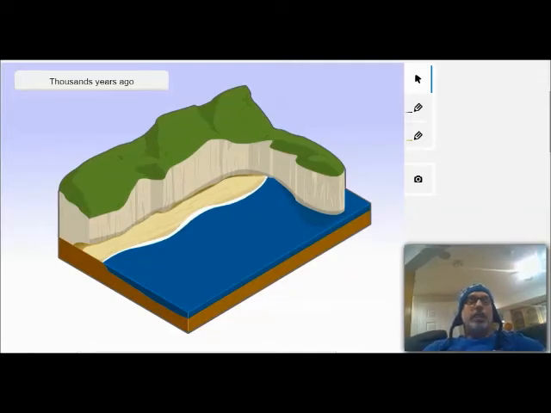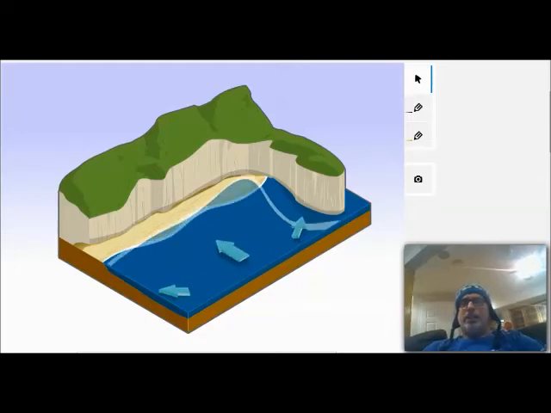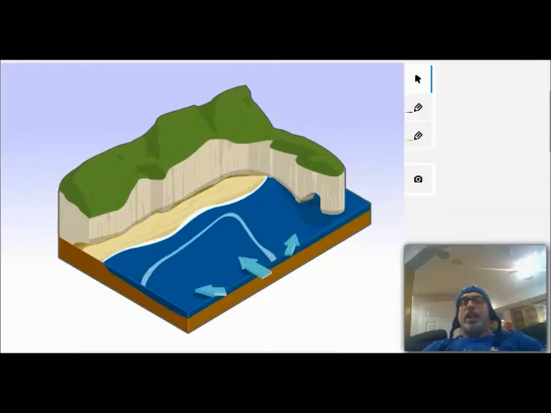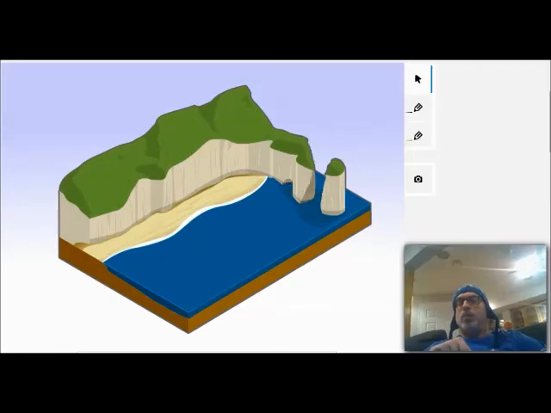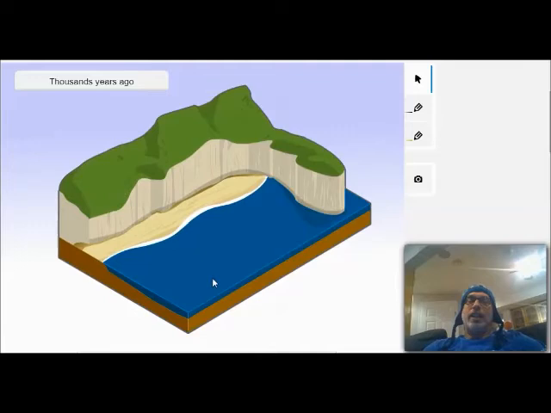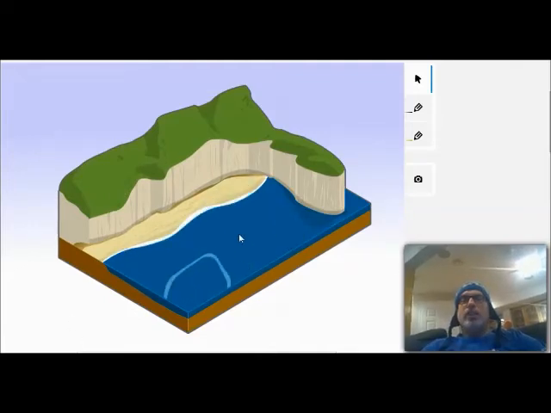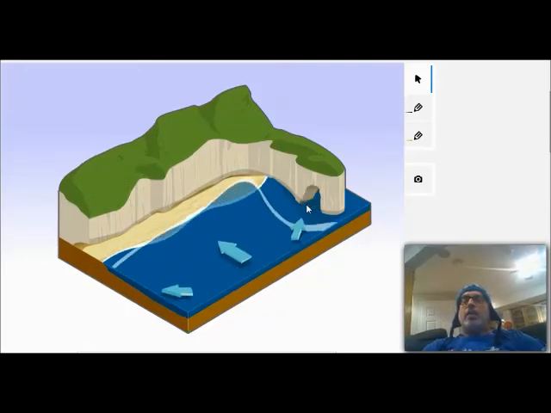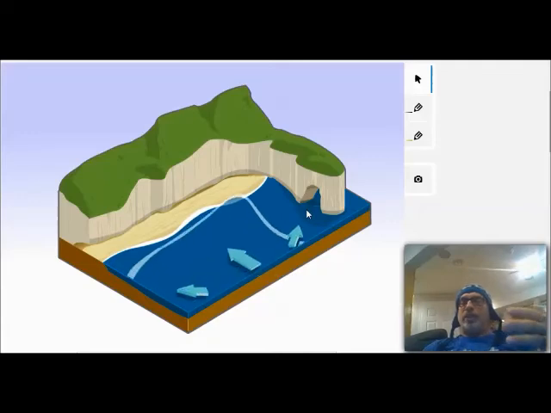If I play the animation, what you see here is the water waves slamming the coast, and they end up breaking and weathering this rock. This rock then forms different structures. What am I talking about? Well, if we replay this, because of this energy, certain little holes form. These holes start off as sea caves.